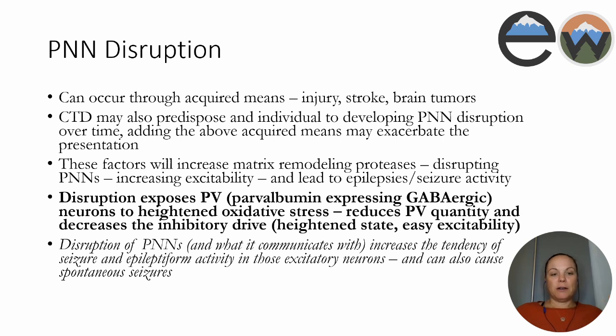So disruption to the perineural network exposes PV, or parvalbumin-expressing, GABAergic neurons to heightened oxidative stress. So it puts them under stress. It reduces the quantity of them and decreases the inhibitory drive. So that's just the science behind why you end up in a heightened state with easy excitability of your neuronal activity. Okay, so disruption of those networks and what it communicates with as well increases the tendency of seizure and epilepsy-like activity in those excitatory neurons, and it can also cause spontaneous seizures.